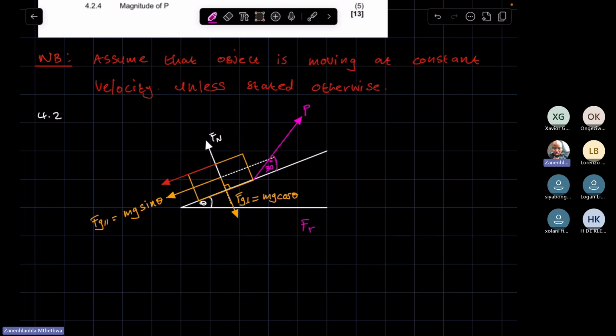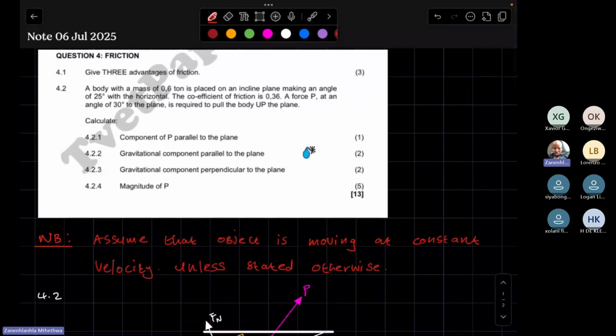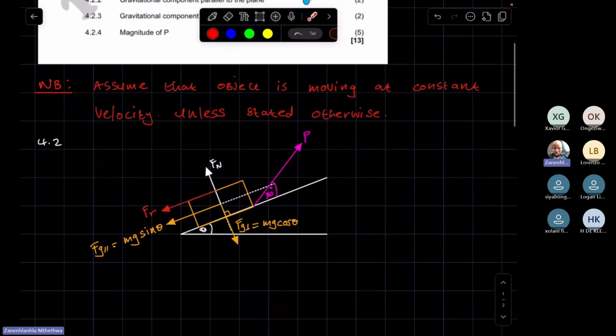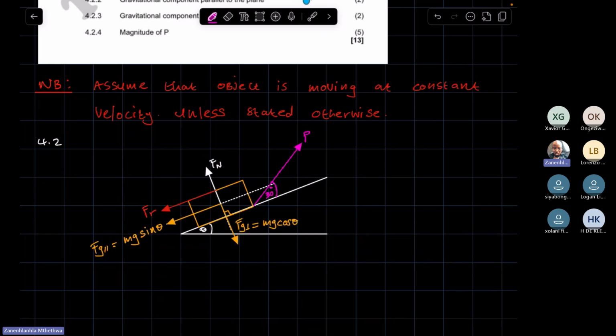So we have FR, frictional resistance, going in this direction. Now like we said, nothing here suggests that this is accelerating, so we assume it is moving at constant velocity. Because it is moving at constant velocity, it means it is not accelerating. Hence, I am not showing the direction of acceleration here.